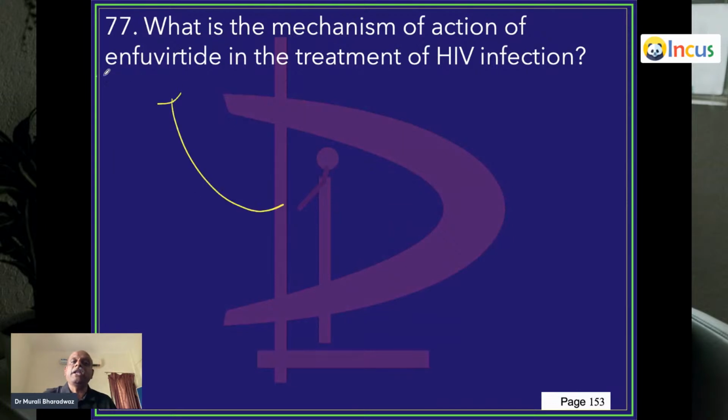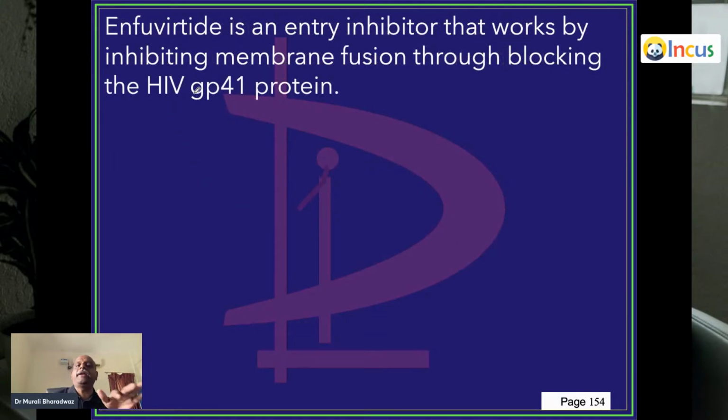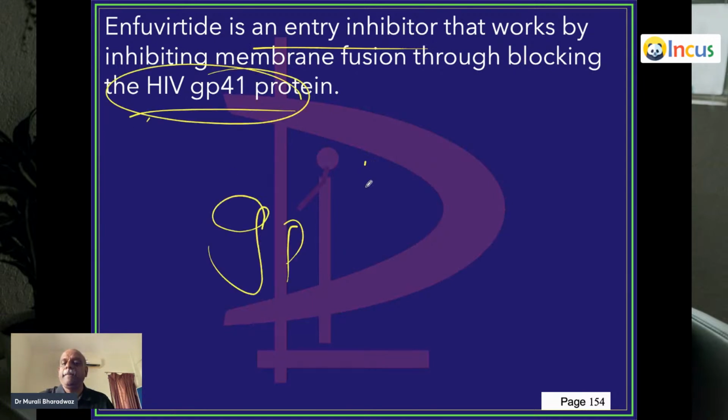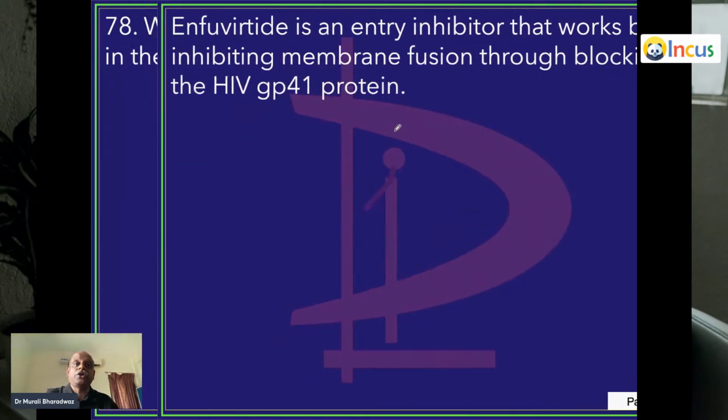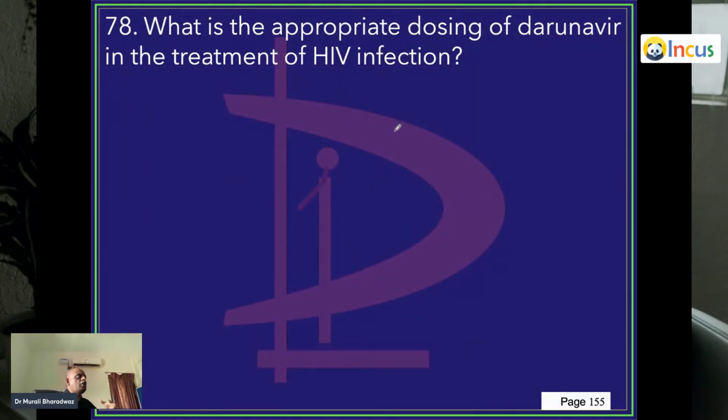What is the main mechanism of enfuvirtide in the treatment? Enfuvirtide is the entry inhibitor. Remember, GP41, GP41. If you don't remember GP41 in the exam hall, there will be trouble, right? So it's not about knowing a lot of information, doctor. It is knowing precisely, in a focused way, reflexively, like a parrot. You should answer in tomorrow's exam.